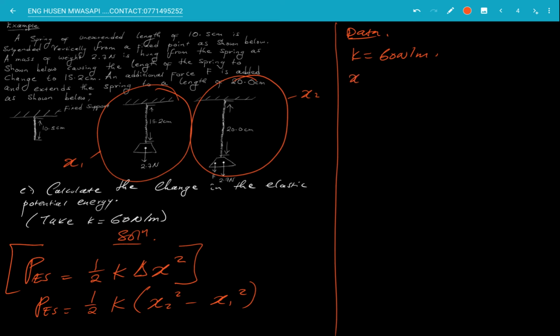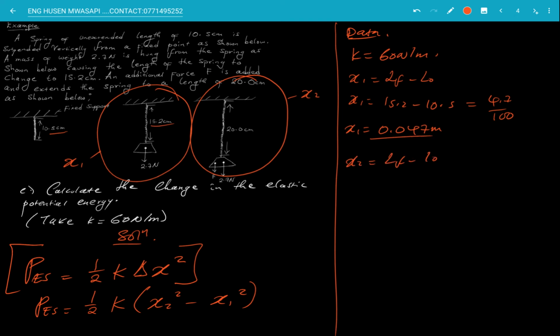What is extension 1? Extension 1 is the change in length of the final and the initial. So extension 1 will be the final, which is 15.2, minus the initial, which is 10.5. And this will give us 4.7 divided by 100. We get our final extension 1 to be equivalent to 0.047 meters, like that.